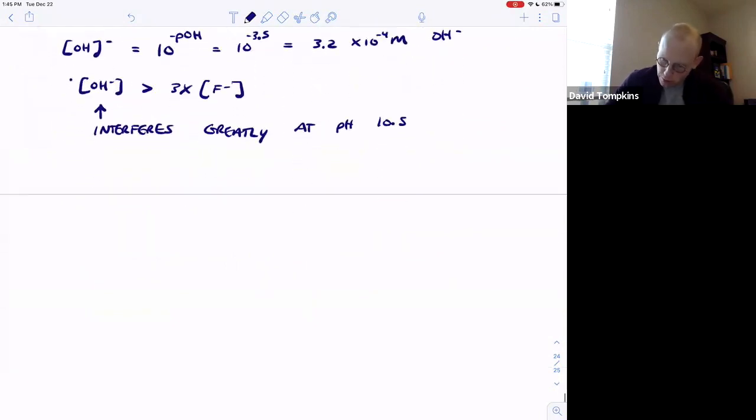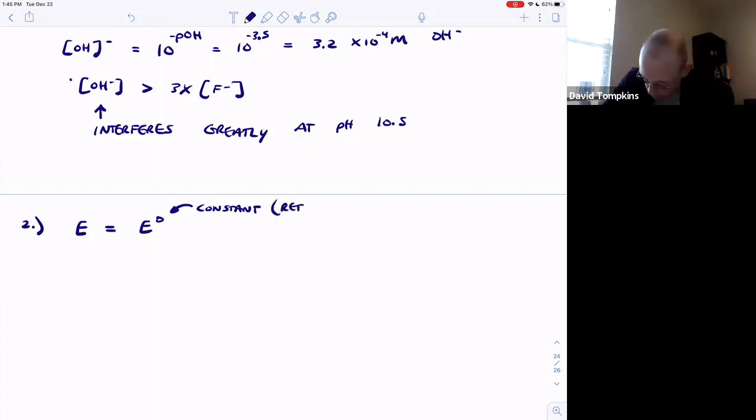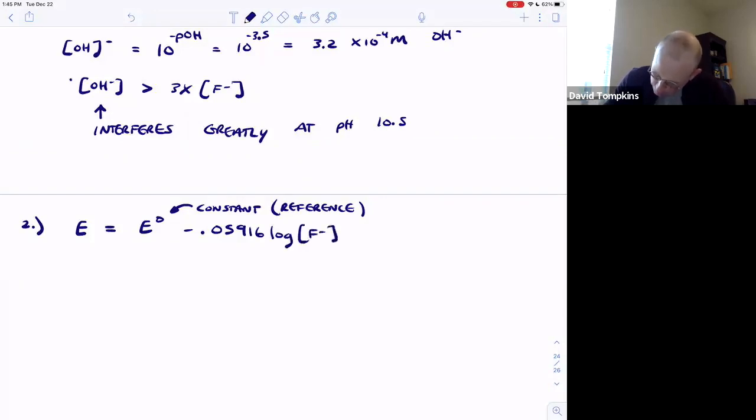So the equation that we'll use to find the change in voltage is derived from the Nernst equation. And this tells us that the potential due to the ion in the ion-selective electrode is equal to a constant value, and that is measured by the reference electrodes, kind of like our standard potential we've used in previous Nernst equation problems, minus 0.05916 multiplied by a log of the fluoride concentration.